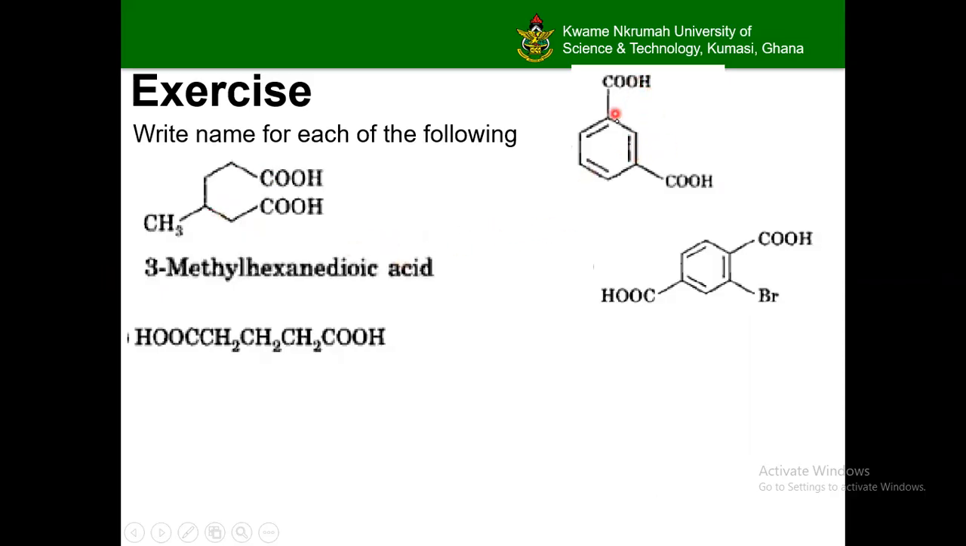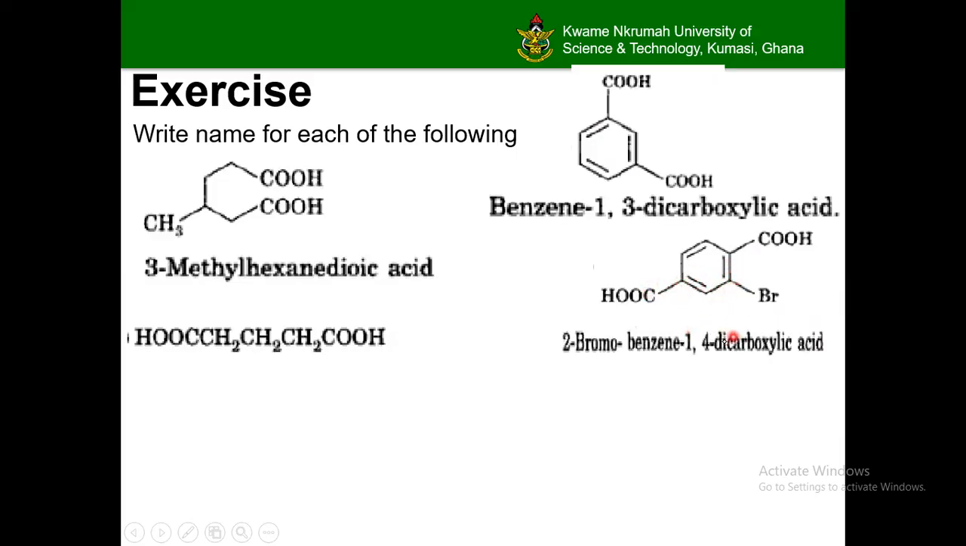Very simple. The next example we have here, okay, so it's metaphthalic acid, right? That's isophthalic acid. That is what I wanted to say. Good. But it's benzene 1,3 dicarboxylic acid. If you come here, we have 1, 2, 3, 4. So 2 bromo benzene 1,4 dicarboxylic acid. And the last one here, 1, 2, 3, 4, 5, pentene dioic acid.